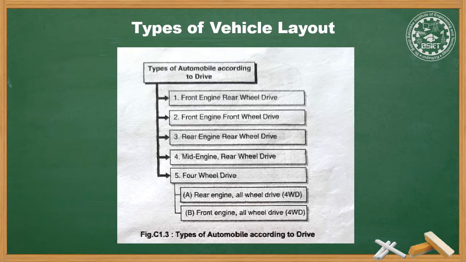Number one is front engine rear wheel drive. We can also say it as FERWD. Second is front engine front wheel drive. Third is rear engine rear wheel drive. Fourth is again similar to rear engine rear wheel drive, but the engine here is placed in the middle, so it is called mid engine rear wheel drive. And last is four wheel drive. Four wheel drive is again divided into two types: first is rear engine and second is front engine.